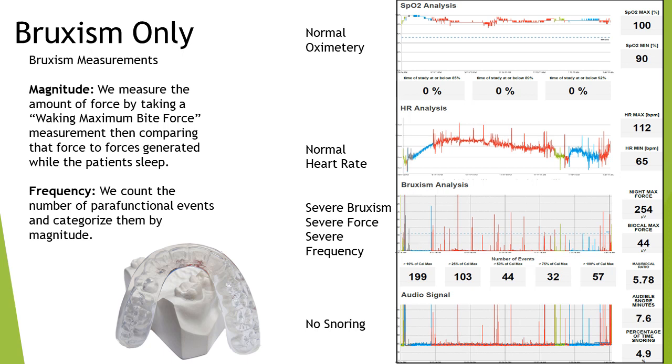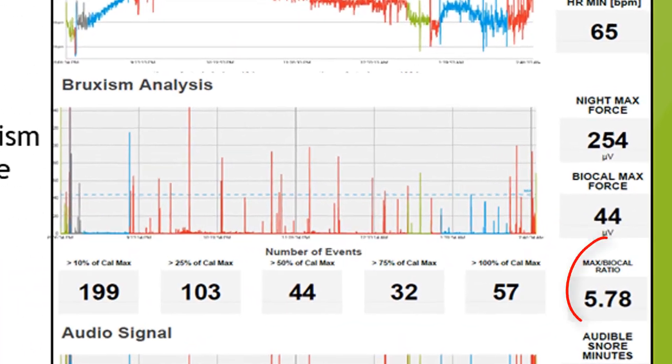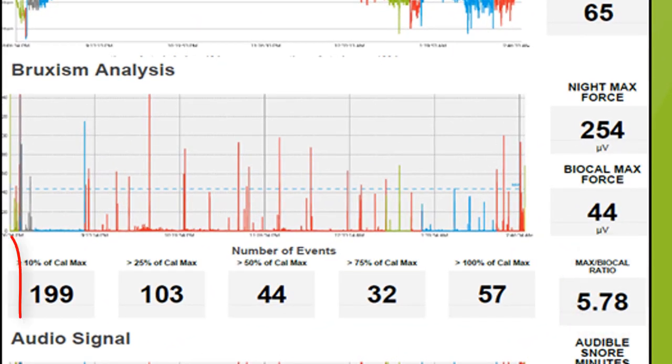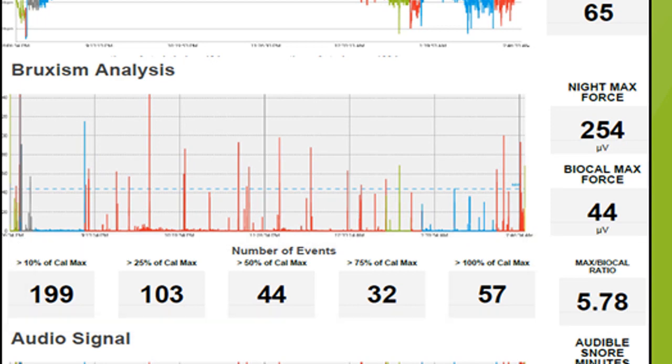So what makes this patient severe is if you look at the bruxism graph, the third one down, their ratio is 5.78. So remember, 3 is severe, so they're past severe. And their frequency along the bottom, those are very high numbers. So this is a patient that, whatever you would do for a normal patient that has a complaint related to their tooth wear or pain, whatever you would do for that patient, you could do this and not necessarily be concerned about their airway.